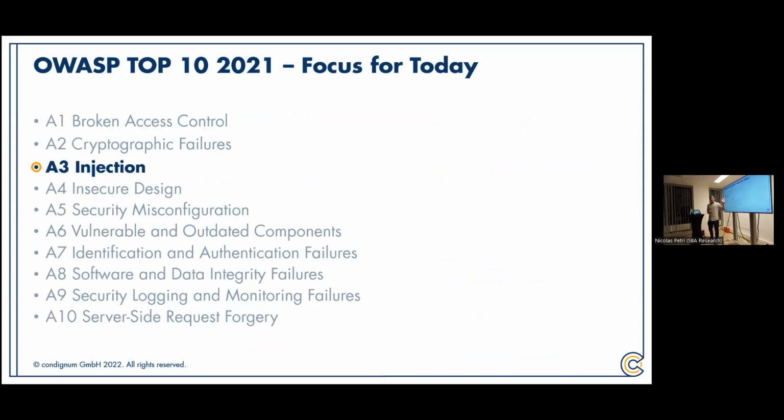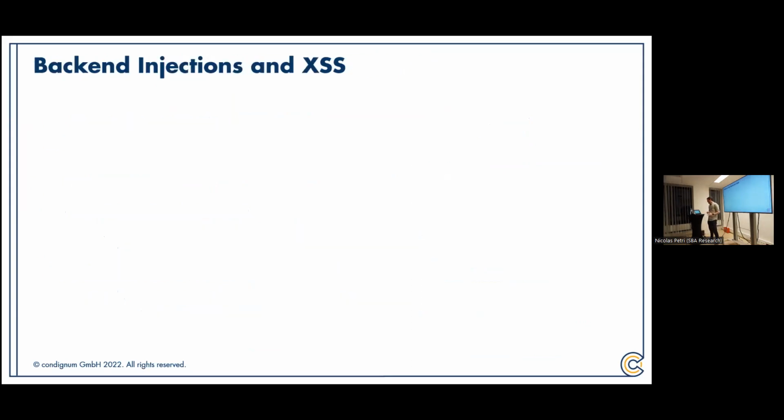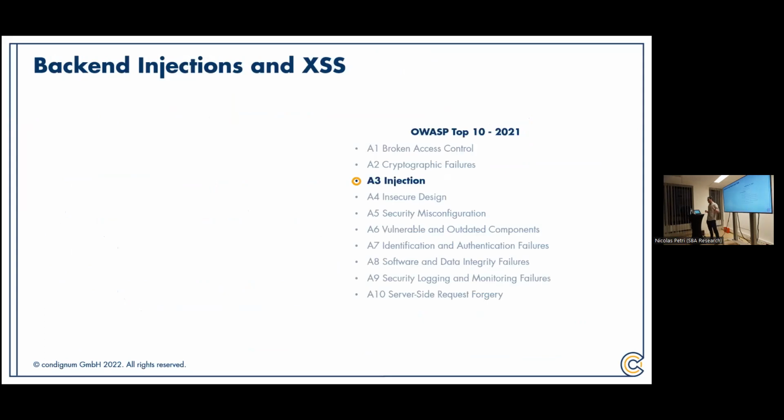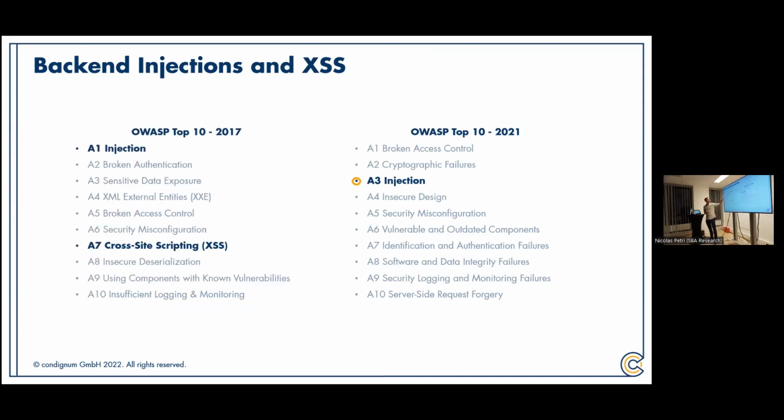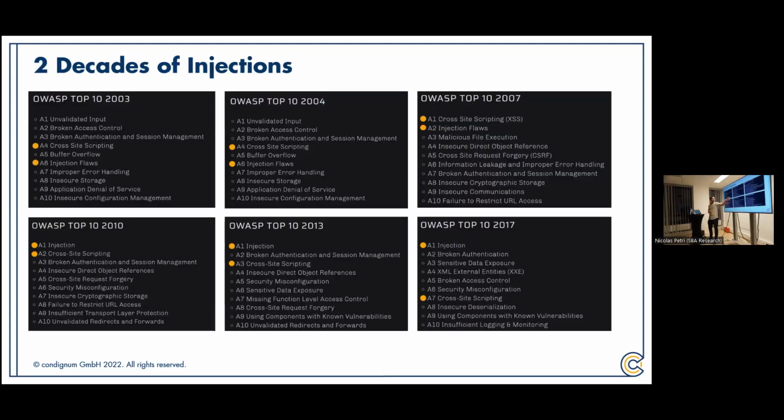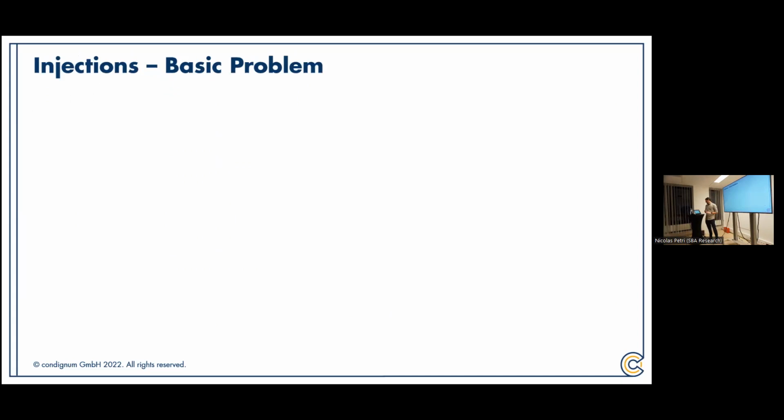Then already the last one, but this is also the biggest one, the injections. As I said before, in the current list, there is just one entry, which was in the old top 10 lists. There were 2 entries, which were the backend injections and the cross-site scripting, which is actually kind of a front-end injection. And if we look back, they were always around, and they were always on a quite high rank, actually. So those are really nasty and annoying things, actually.